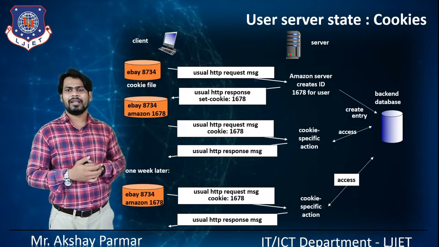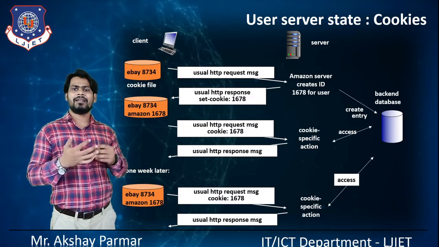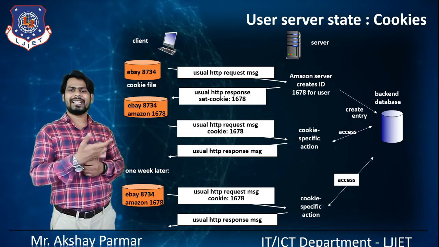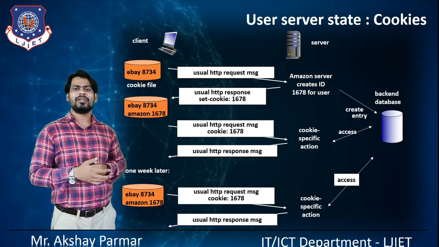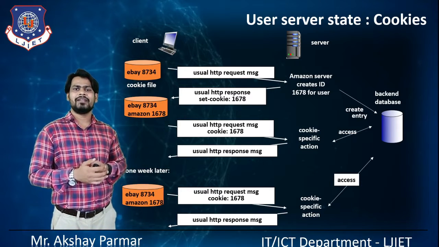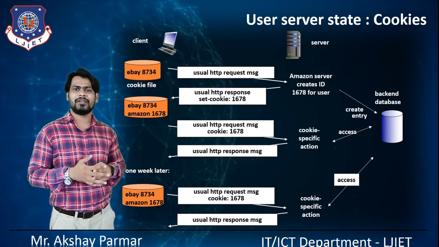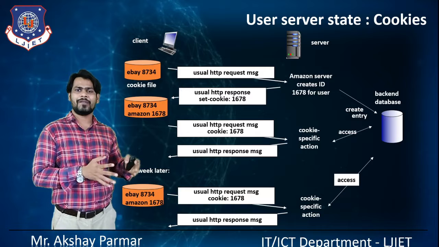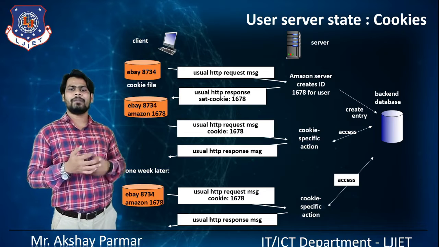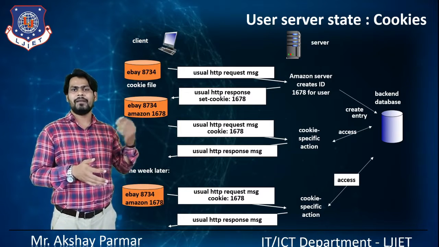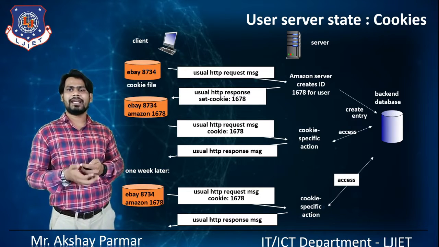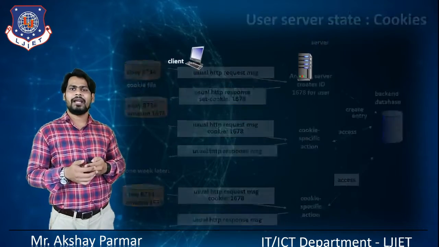If after a week or later it is requesting Amazon or eBay, then with the usual HTTP request message, the cookie is 1678 or cookie is 18734, and the cookie-specific action is performed at the backend side. In the backend database they fetch the information that this particular cookie request is linked with that particular user, and this is the server request there, right? So that's how the HTTP response message comes from the backend database and the server to the client itself, right? So that's how the cookie is maintained at the client side and the server side, right?